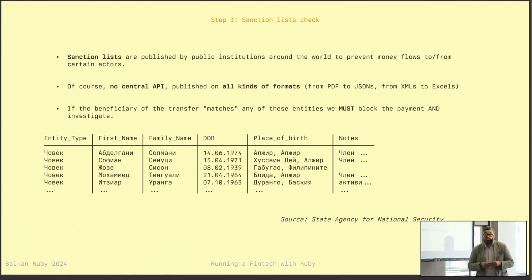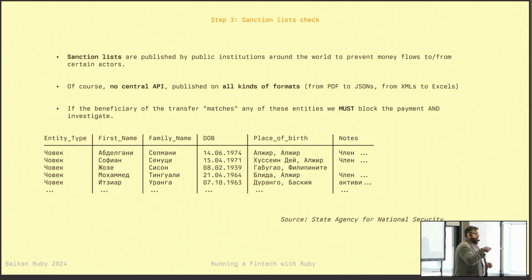But the fact is that if I know that the person receiving the money, the beneficiary, is in one of these sanction lists, I'm forced by law to block the payment, not reject the payment, but block the payment and investigate what is happening. So it's not that I can say, I don't want to make your transfer. It's that I have taken notice that you want to do this transfer, there is something fishy with it, so I'm just going to block the money, and then I have to investigate what is happening.